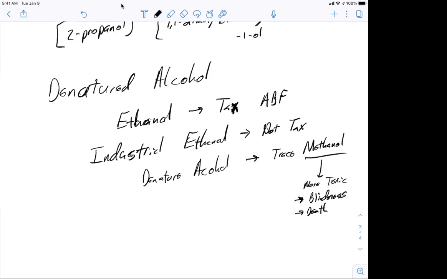And because it's not consumable, right, it's not taxed at the same level, right? There is a way to remove the ethanol, and there was actually a whole scheme of shipping what was referred to as denatured alcohol to the US, and then trying to remove the methanol. Turns out that's really tricky, and you can make mistakes on removing the methanol.